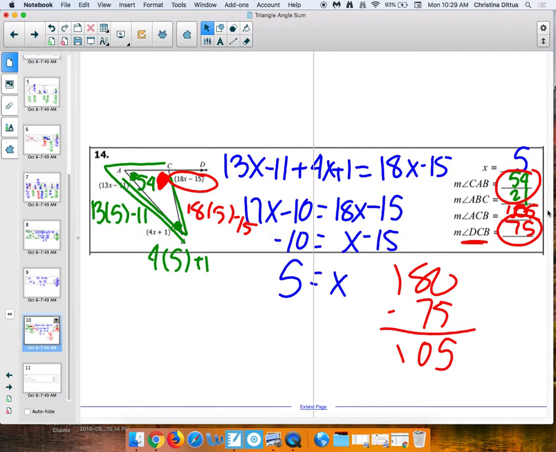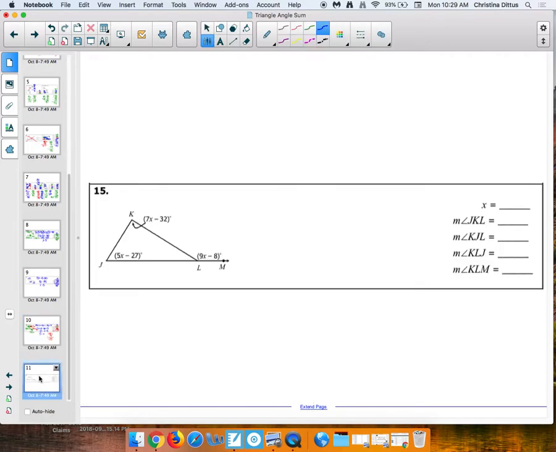Okay, last one. I have an exterior angle, I have two non-adjacent interior angles. How do I set up an equation? 7x minus 32 plus 5x minus 17 equals 9x minus 8.